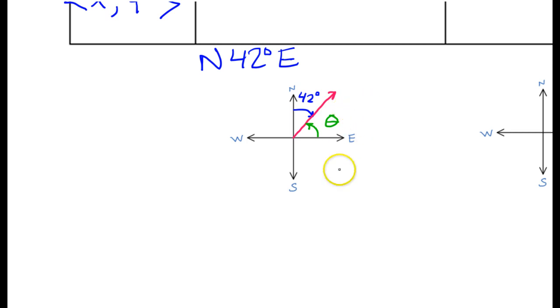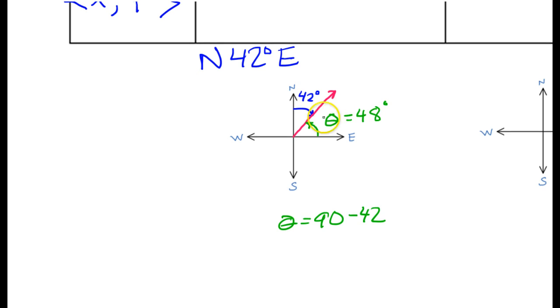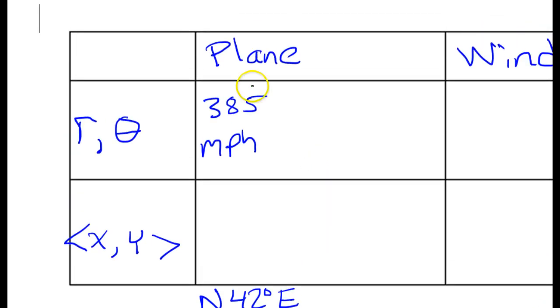Well, clearly this angle is going to be 90 minus 42, all right? Because together these two angles make 90 degrees. So theta is 48 degrees. And that is the direction that we need for the chart. All right, so there is our magnitude and direction, r and theta.